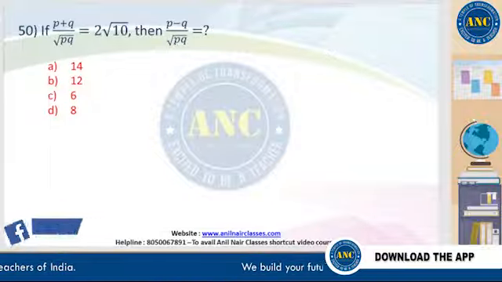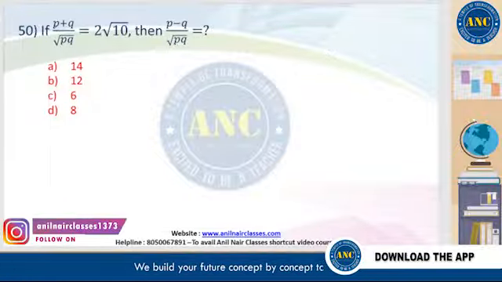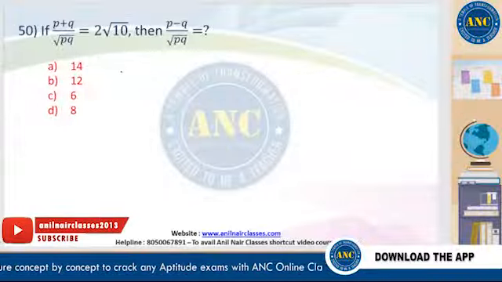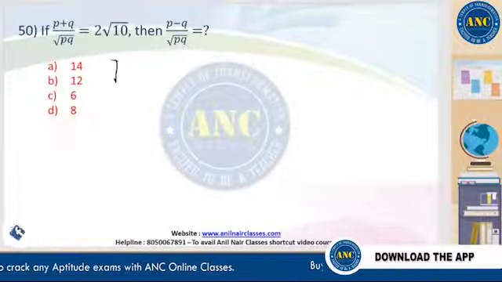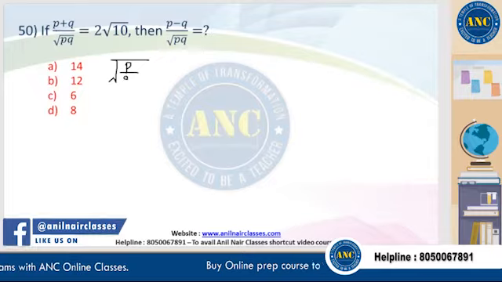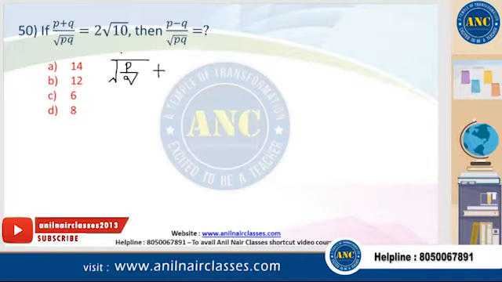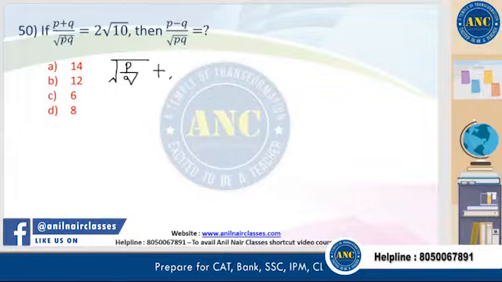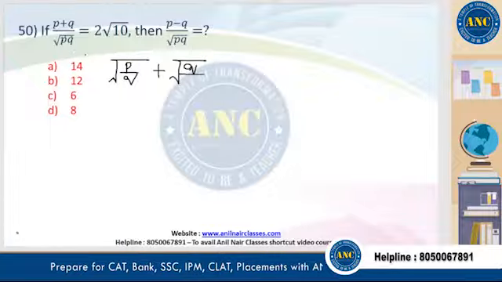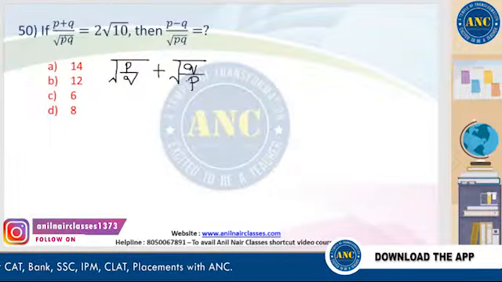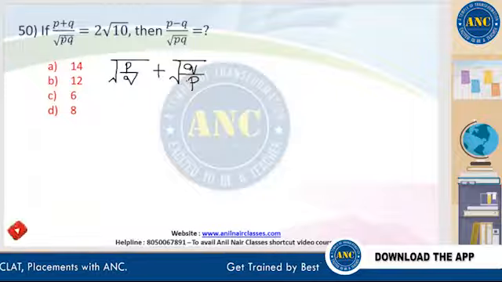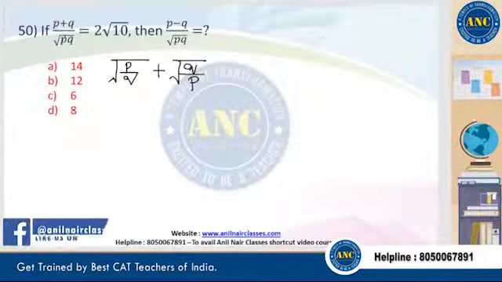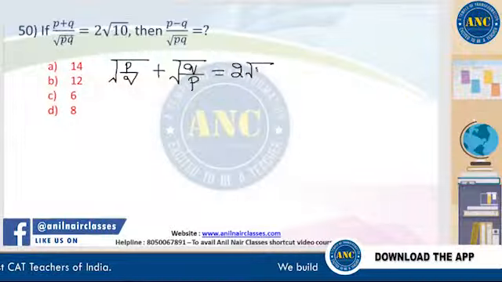Similarly, here also, p divided by root pq. P divided by root p gives root p in the numerator, and root q in the denominator. So finally it is root of p divided by q, right? Similarly, plus q divided by root pq. Q by root q gives root q in the numerator, and in the denominator you have root p. That is what the left hand side is. The right hand side is 2 into root 10.